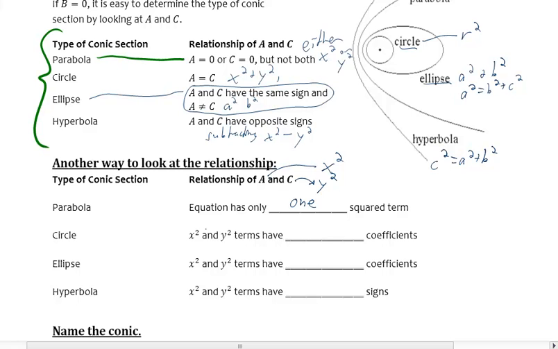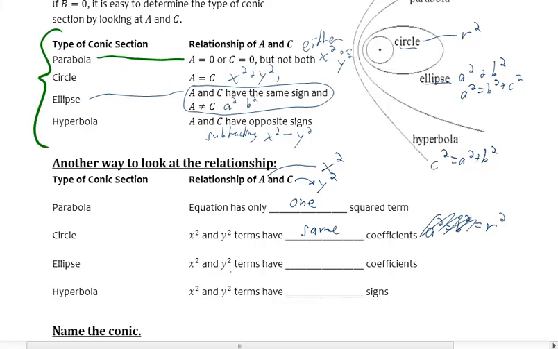In a circle, the x squared and the y squared terms have the same coefficients. Remember, a circle is that special case where a squared is equal to b squared. Like it's an ellipse with the same a squared, b squared. We actually call that r squared. We don't really use a and b.